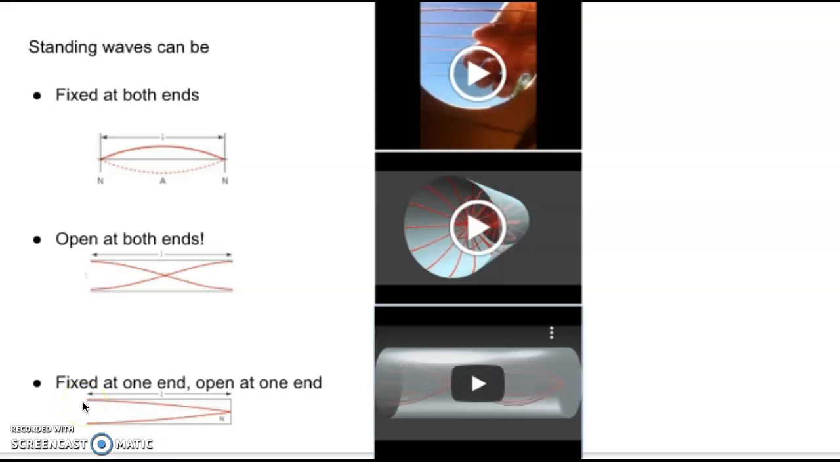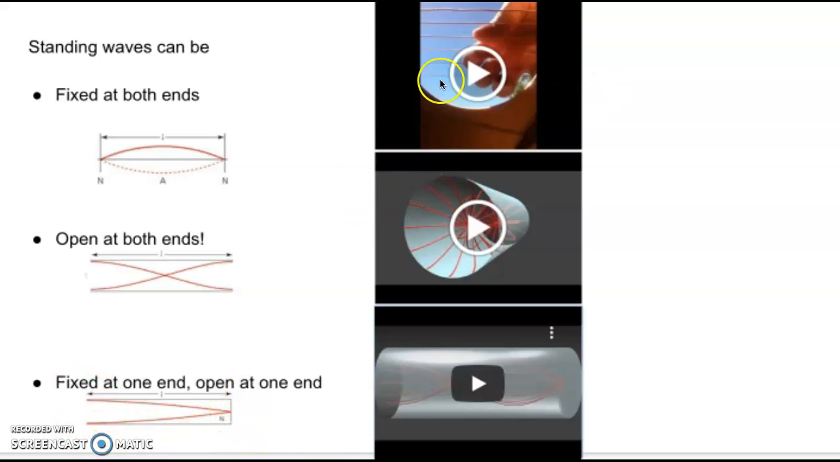Now, it's probably better to consider these three in terms of nodes and antinodes. So on your fixed at both ends, you would have a node at both ends and an antinode in the middle. And then if you've got open at both ends, you would have antinodes at either end. And if you've got fixed at one end, you would have an antinode and a node.